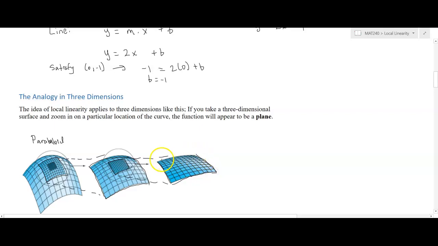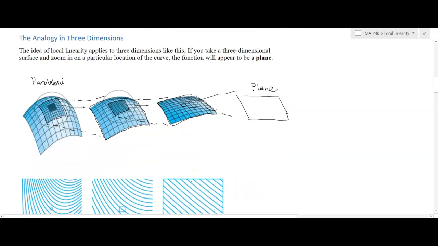So intuitively, as you might guess, if we continued to do this, if we zoomed in on that little square there and blew up that image, what we would see is something that looks almost perfectly planar. So local linearity in 3 dimensions is: if you zoom in on a point of any surface, if you zoom in far enough, what you should see is a plane.